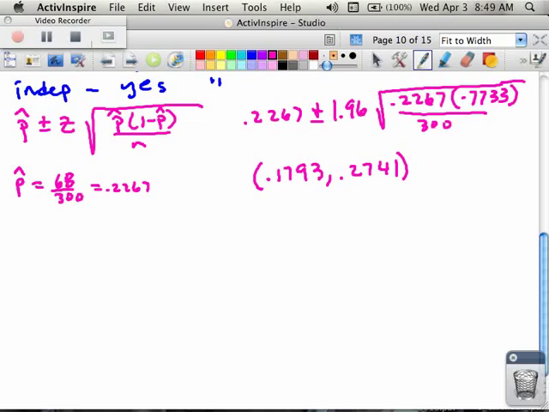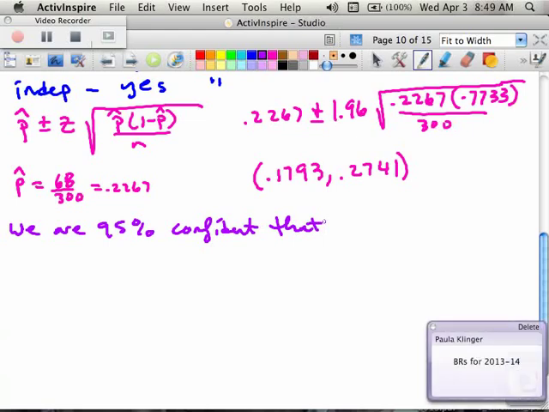So just like in the past, we're looking at this interval going, what does this mean for us? What do they claim? 0.301. Is 0.301 in that interval? No.